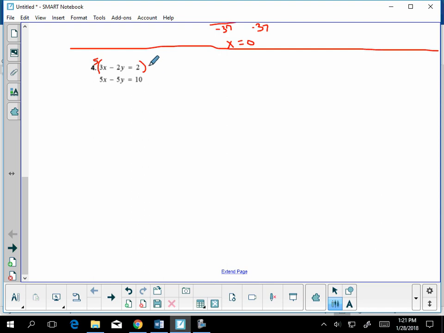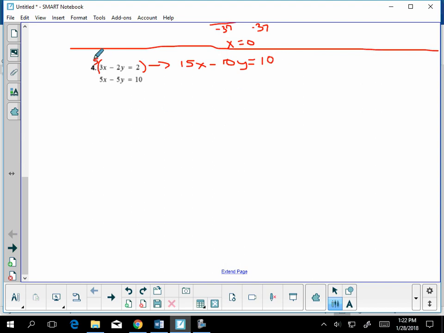And when I do that, I get 15x minus 10y equals 2. It doesn't equal 2. Let's try that again. I almost made a mistake. Has to be every single time. 5 times 2 is 10.